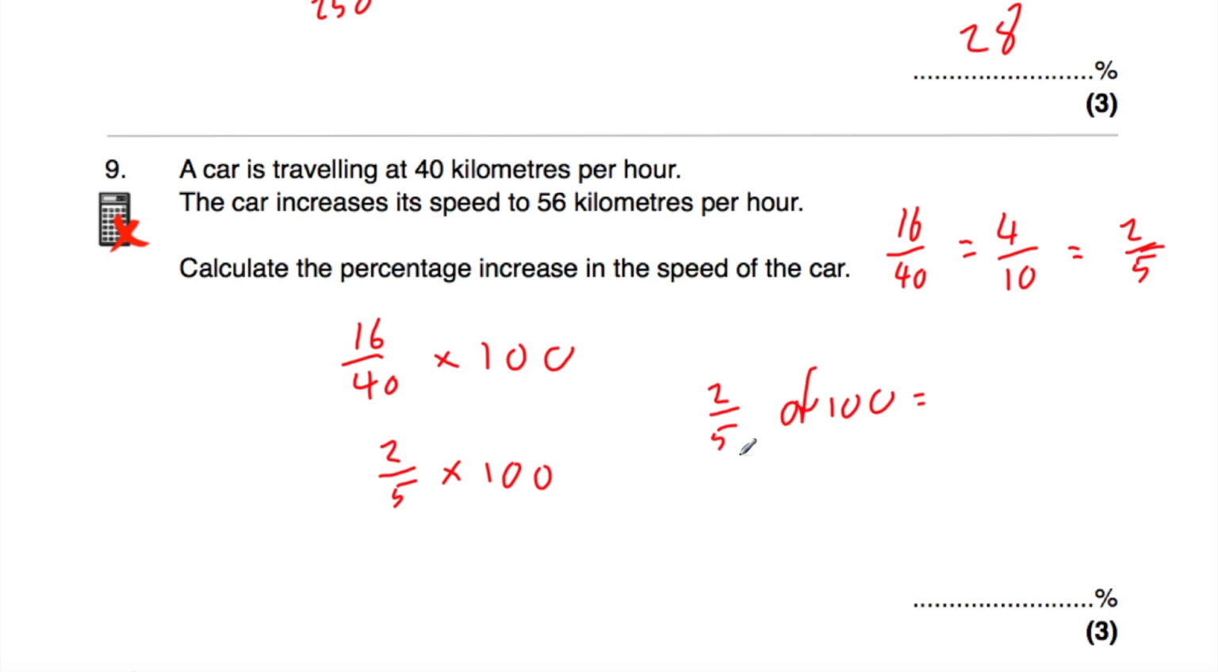So we're going to divide by the bottom and times by the top. 100 divided by 5 is 20, and then times by 2 is 40. So that means that 2/5 of 100 is 40, so 2/5 times 100 is 40. So the percentage increase is 40%, and that's it.